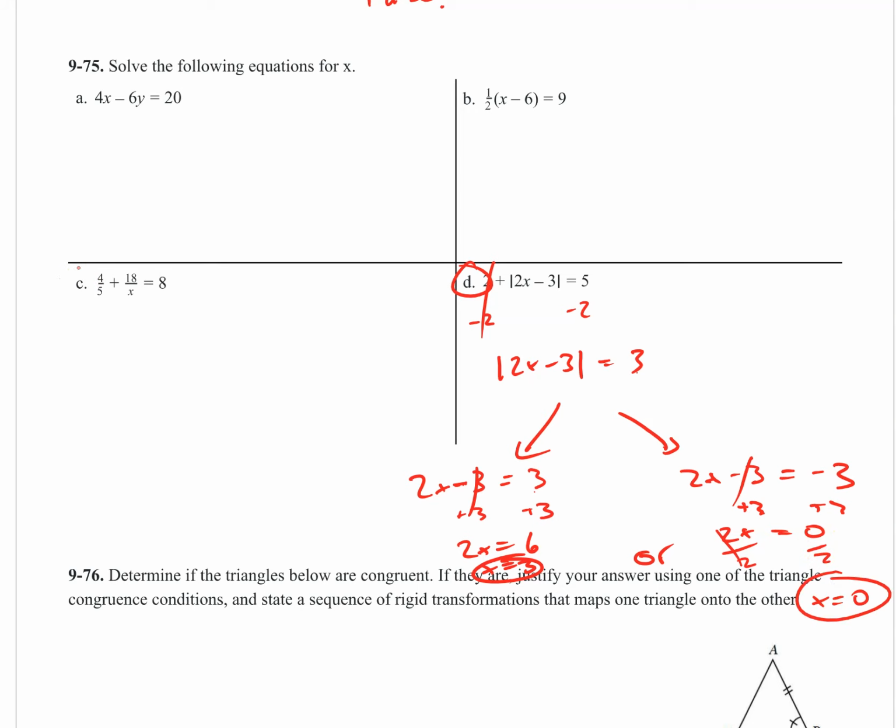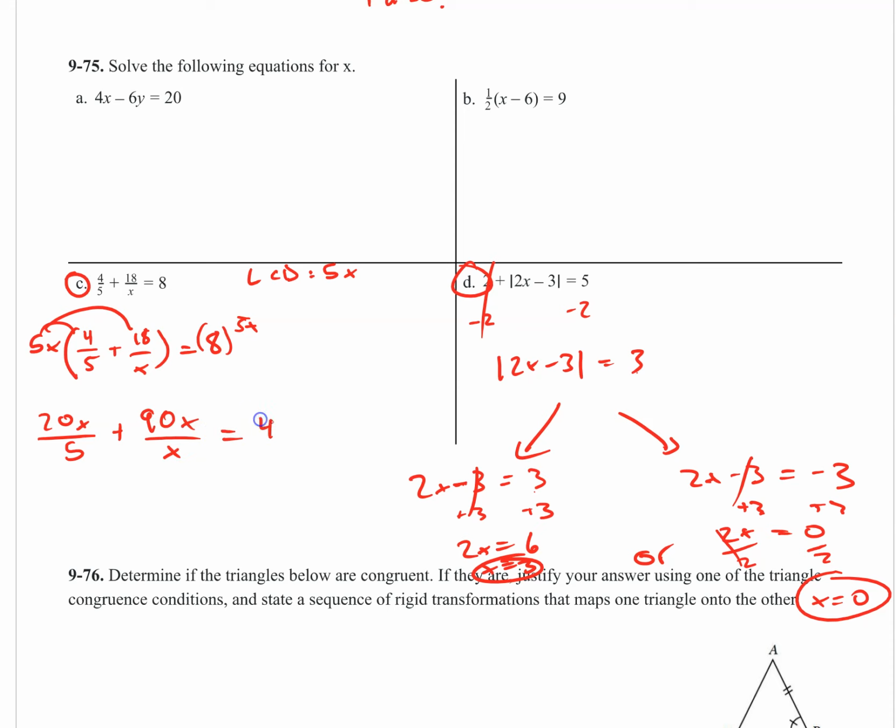All right, for part C, we multiplied by the LCD, which is 5x. Kind of tricky, this one. We have a 5 in the denominator. We have an x in the denominator. 5 times x is just 5x. So multiply both sides by 5x. All right, so I'm going to get 20x over 5 plus 5 times 18, that is 90. So that's 90x. And this one's over x, and that's equal to 40x. 20x over 5 is 4x plus 90x divided by x is just 90, and that's equal to 40x.